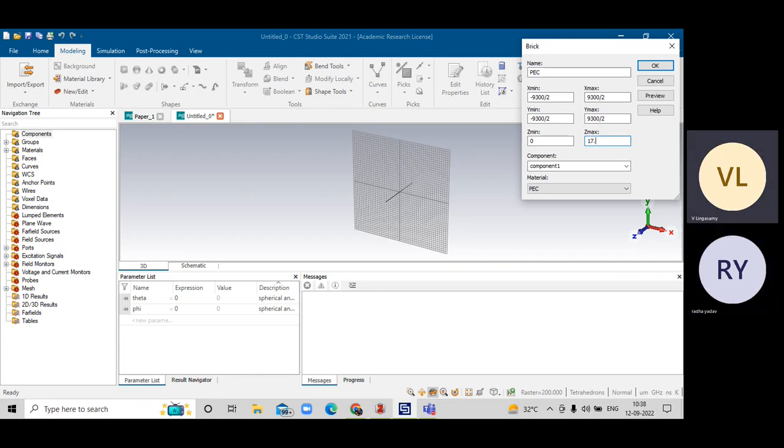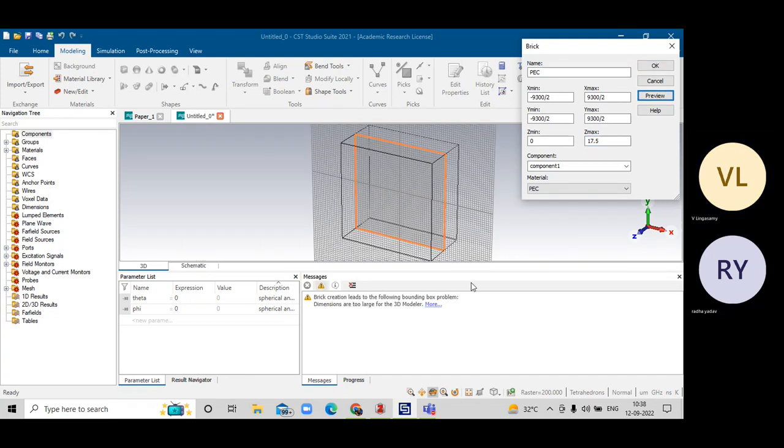17.5, right. Actually, half ounce is 17.5 micrometer basically. But they have mentioned it as 0.0017, right? Because they discarded the 0.0.0. Yes, sir. Okay. Yeah, you can put that.